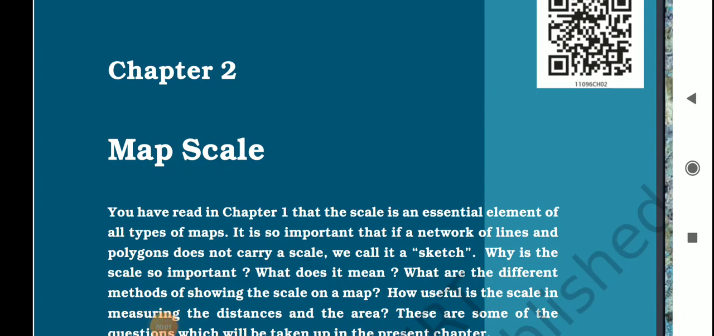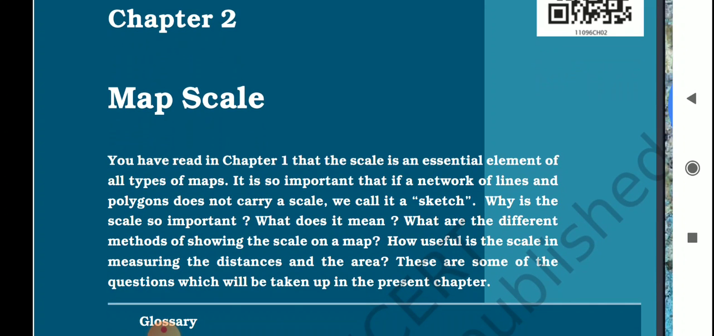Good morning, dear learners. So, today we are going to deal with a new chapter, chapter 2, map scale. And here we'll discuss the map scale. Because without a scale, the map when we draw it is called a sketch. So, why are scales so important?